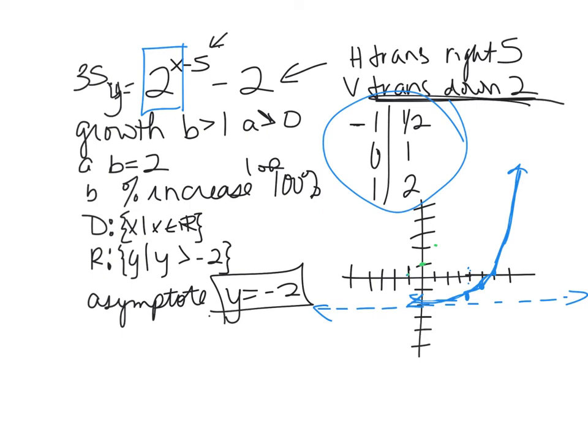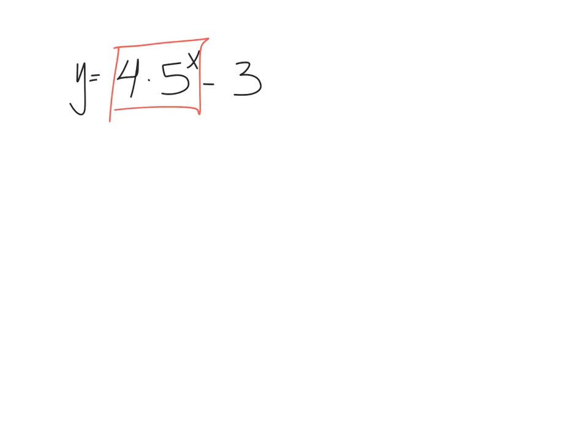Now, if I was graphing, say, number 36, 4 times 5 to the x minus 3. I'm going to make a table for 4 times 5 to the x, and then I will shift everything down 3. So let's make our table. Well, first let's talk about all of this. B is greater than 1, and A is positive, so it's growth. My B is 5, so that's my growth factor. That means my R is 4, which would be a 400% increase.